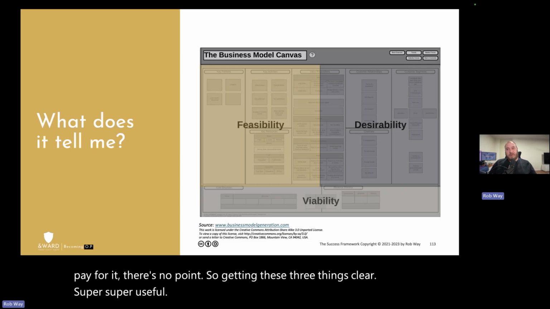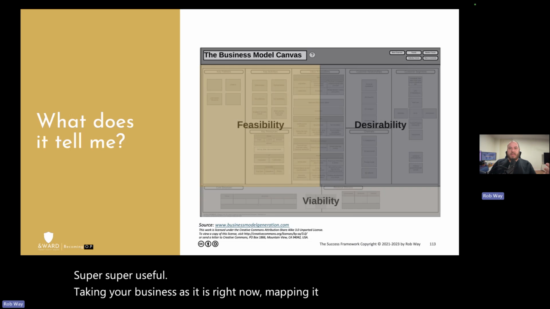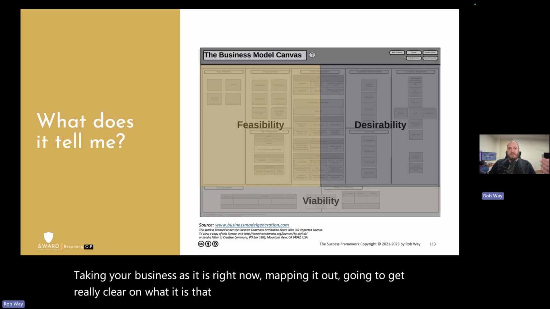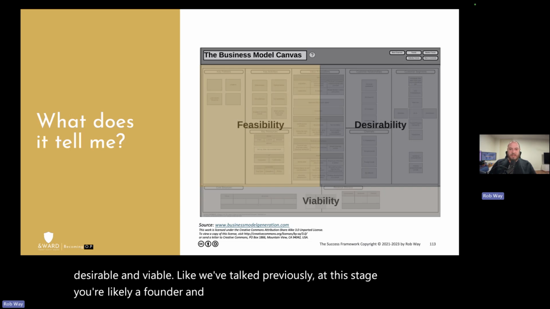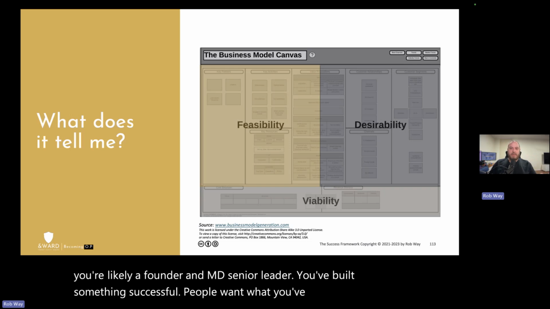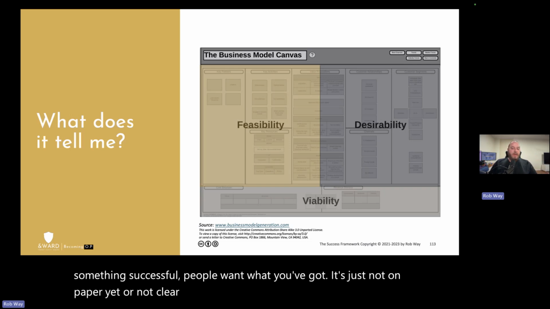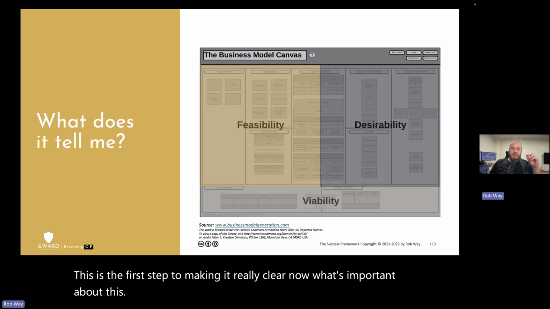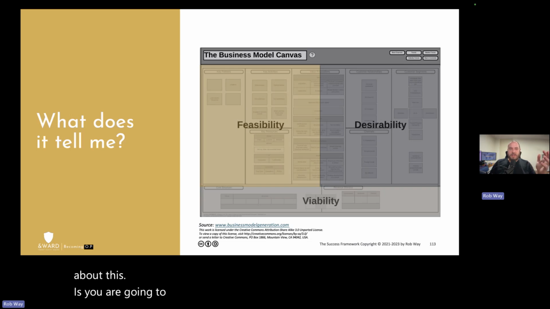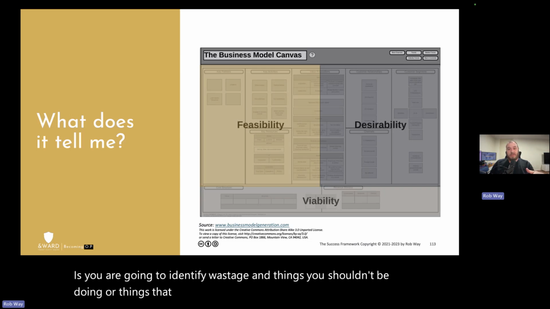Taking your business as it is right now, mapping it out, going to get really clear on what it is that makes your business feasible, desirable, and viable. Like we've talked previously, at this stage, you're likely a founder, an MD, senior leader. You've built something successful. People want what you've got. It's just not on paper yet or not clear enough. This is the first step to making it really clear. Now, what's important about this is you are going to identify wastage and things you shouldn't be doing or things that you aren't doing. And so that's what's brilliant about it.